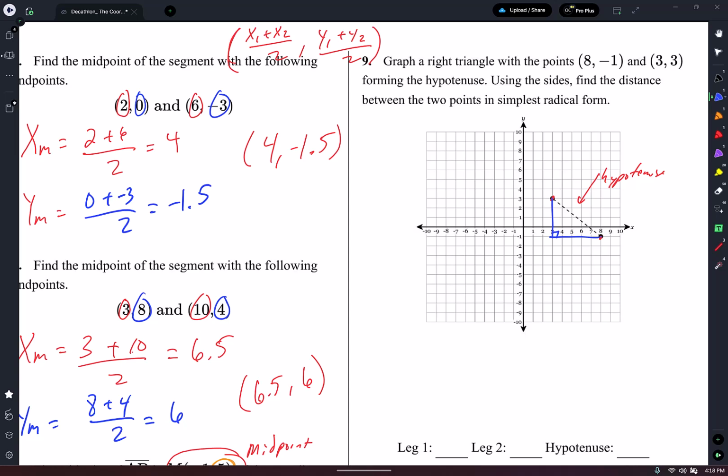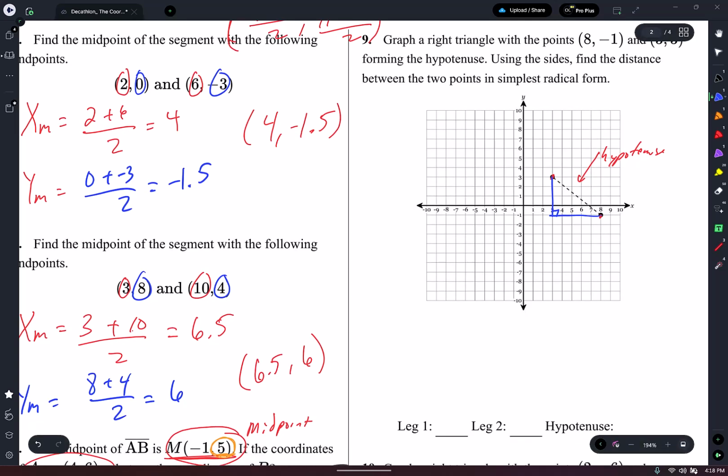What do they want? Leg 1. Which one do you want to call leg 1? This one? All right, leg 1: 1, 2, 3, 4, 5. That has a distance of 5. Leg 2: 1, 2, 3, 4. That has a distance of 4. What's the hypotenuse?